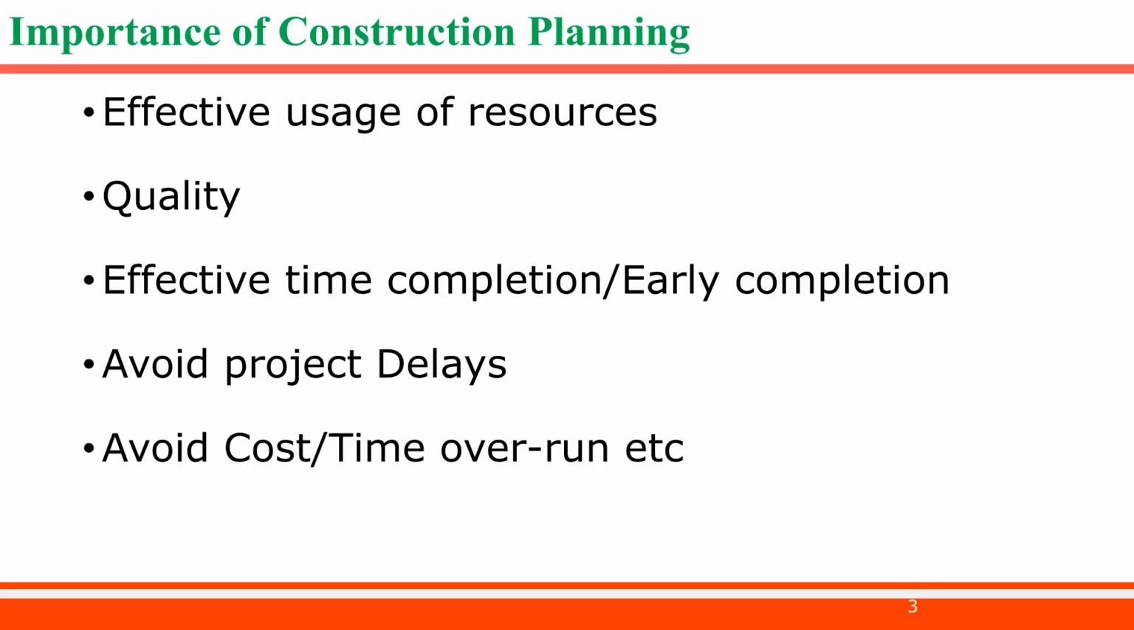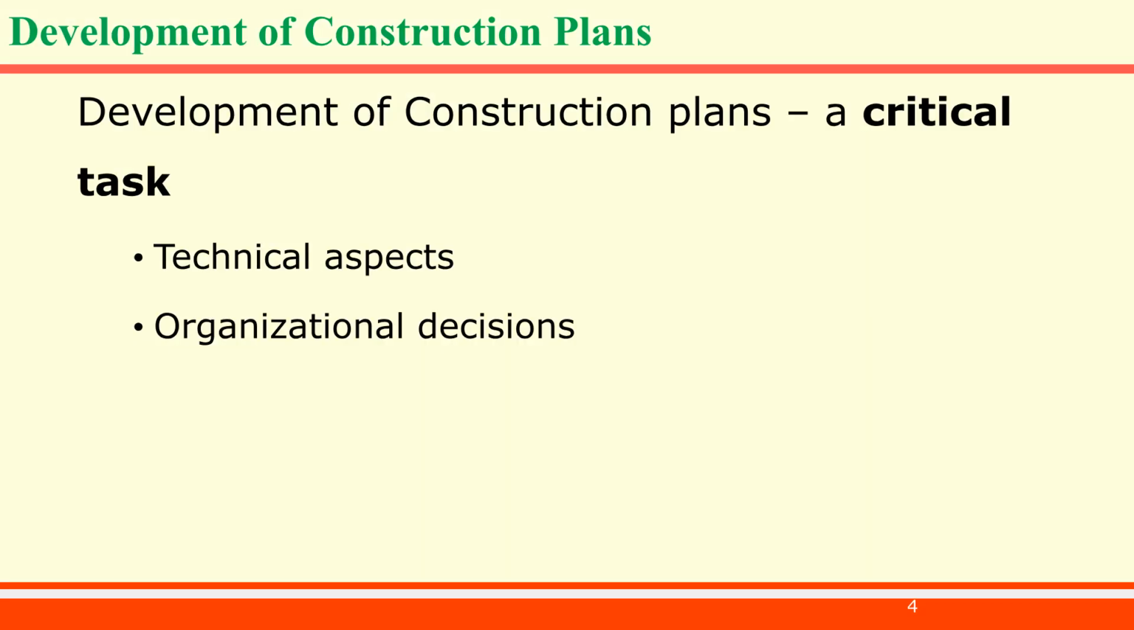Example: if brickwork is delayed because materials weren't ordered on time, the plastering and painting crews are forced to wait. Proper planning avoids these costly domino effect delays. Developing a construction plan requires balancing two main areas: technical aspects and organizational decisions. Technical aspects focus on engineering and construction methods. Example: selecting whether to use a raft foundation or pile foundation based on soil conditions. Organizational decisions focus on team management and site logistics.